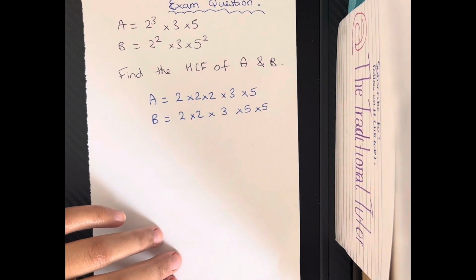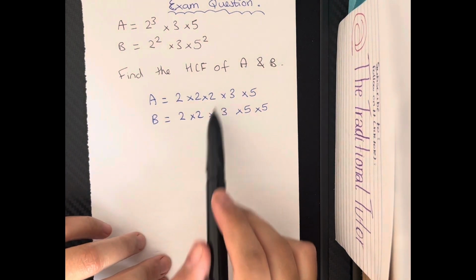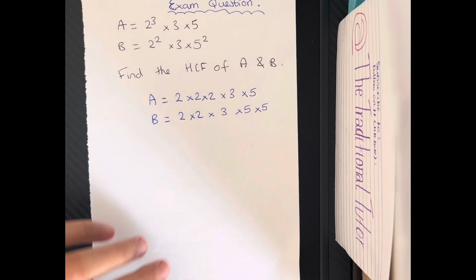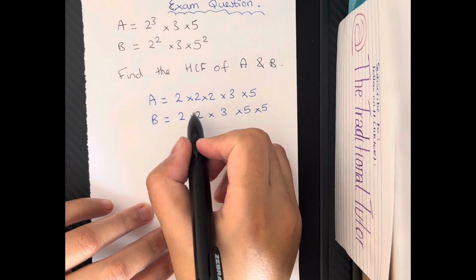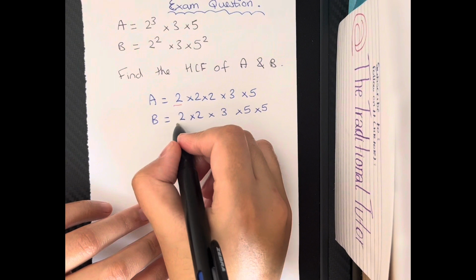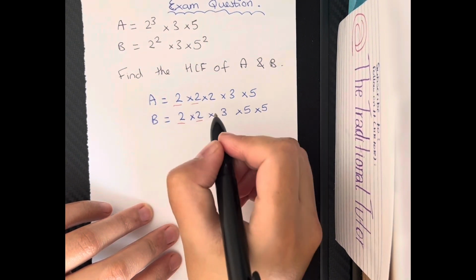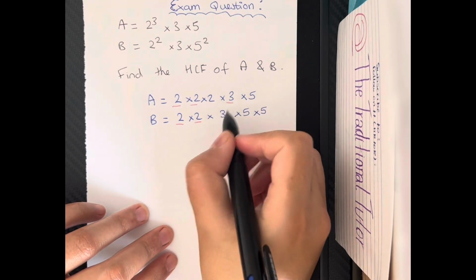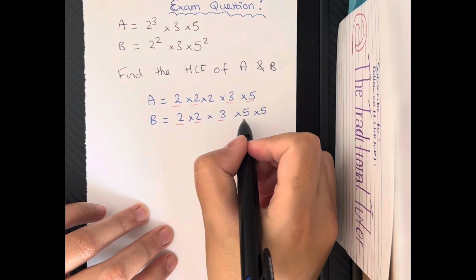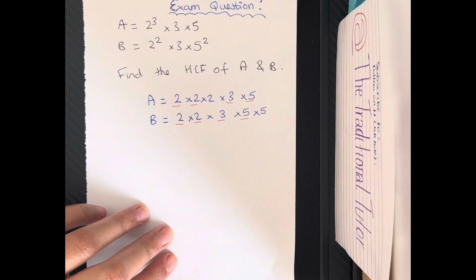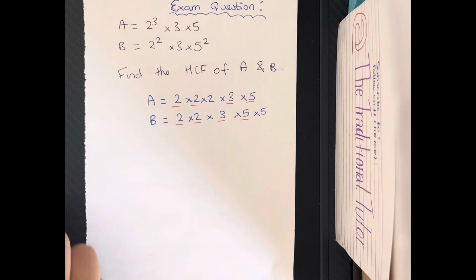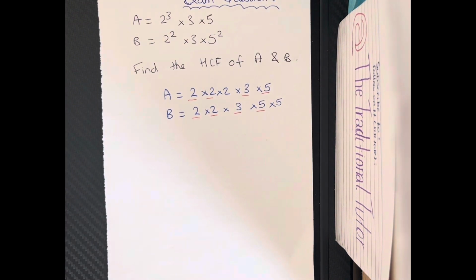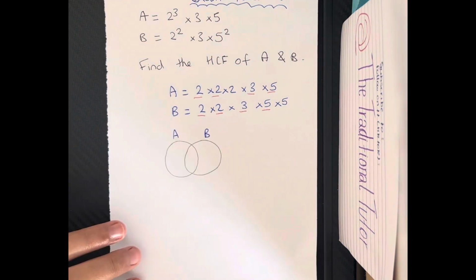Now that I've written it like that, I can go ahead and see what is common in both of my numbers. And I'll just go ahead and underline the common pairs. So we've got two sets of 2s. We don't have a third common one. Then we've got one set of 3 that's common, and also one set of 5 that is common. Now I'm going to go ahead and draw the Venn diagram and fill it in in order to help us work out what is the HCF.